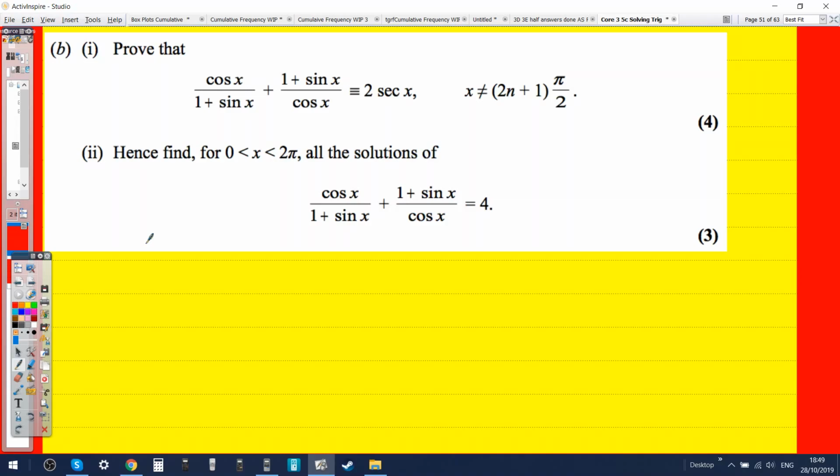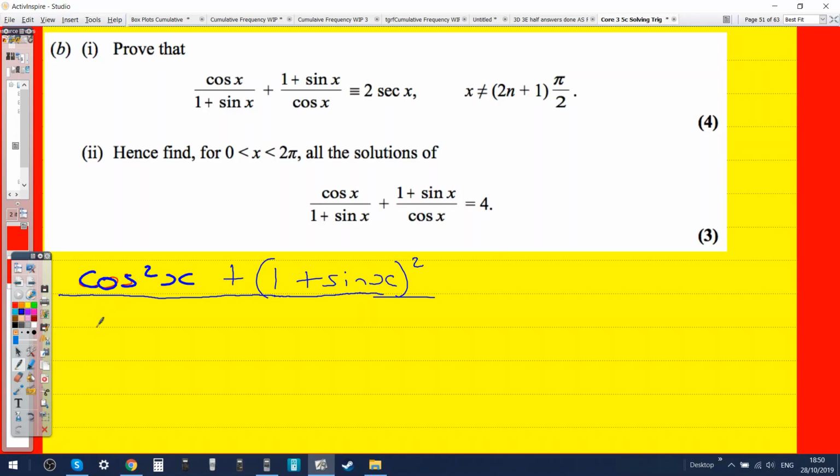I'm not too sure. I think add these two fractions, so they're one fraction. Oh, you need a common denominator. So cos squared x over cos x brackets 1 plus sine x, plus 1 plus sine x squared as well. And what was the common denominator? So the bottom is cos x brackets 1 plus sine x. I believe it's just 1 plus sine x, not squared. You just multiplied the two by each other. Oh, yes, yeah.